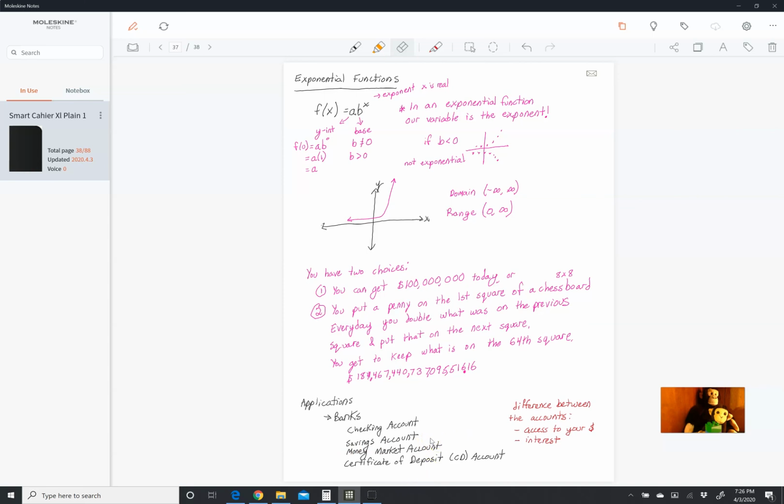So you have less access, but because you have less access, that means that you have more interest. If you go to the bank and withdraw money more times than you're allowed, you actually get charged a big fee, because you're saying that you need your money when you already promised that you didn't. A certificate of deposit is no access.